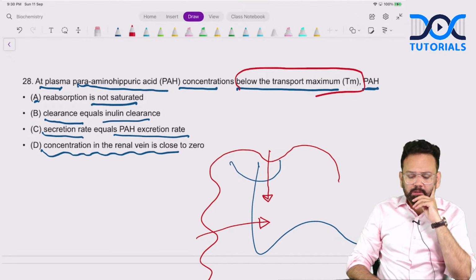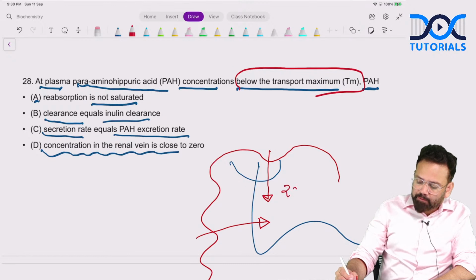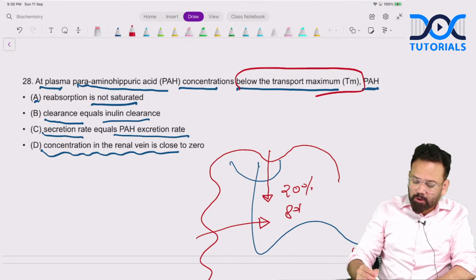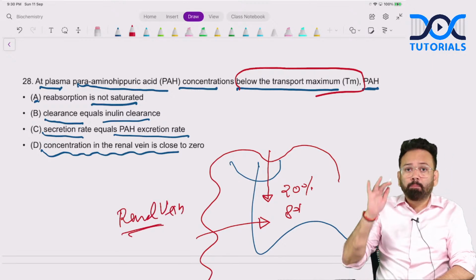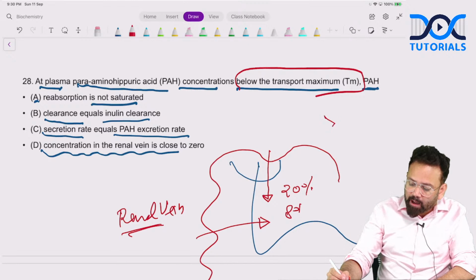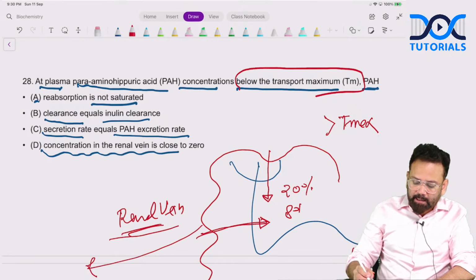Please try to answer. See, whatever you are doing, if it is fully filtered and fully secreted, 100% will come in the clearance. Nothing will go in the renal vein, because you are giving below T max. But if you give above T max, only something will be secreted, and the rest of the amount will go in the renal vein.